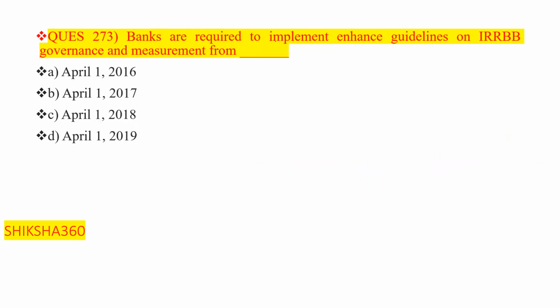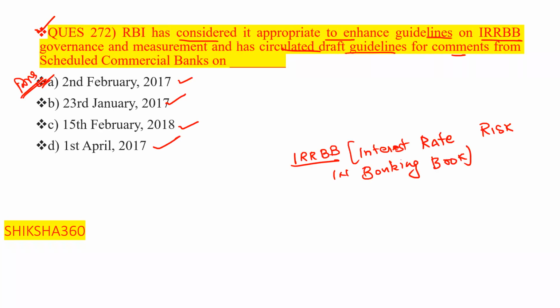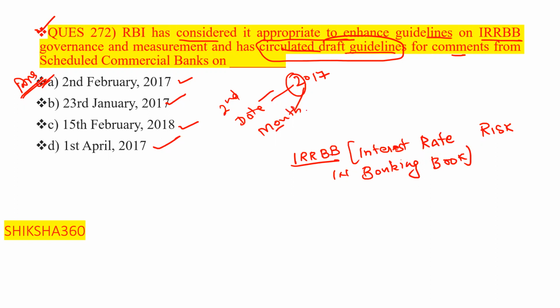Next question, one more thing. When are banks required to implement enhanced guidelines on IRRBB governance and measurement? Here they have given the draft guidelines. Draft guidelines, you will remember that it was in 2017. That is 2nd of February. Please remember, 2 is the date and 2 is also the month. When they issued the draft guidelines, you just have to remember 2017.